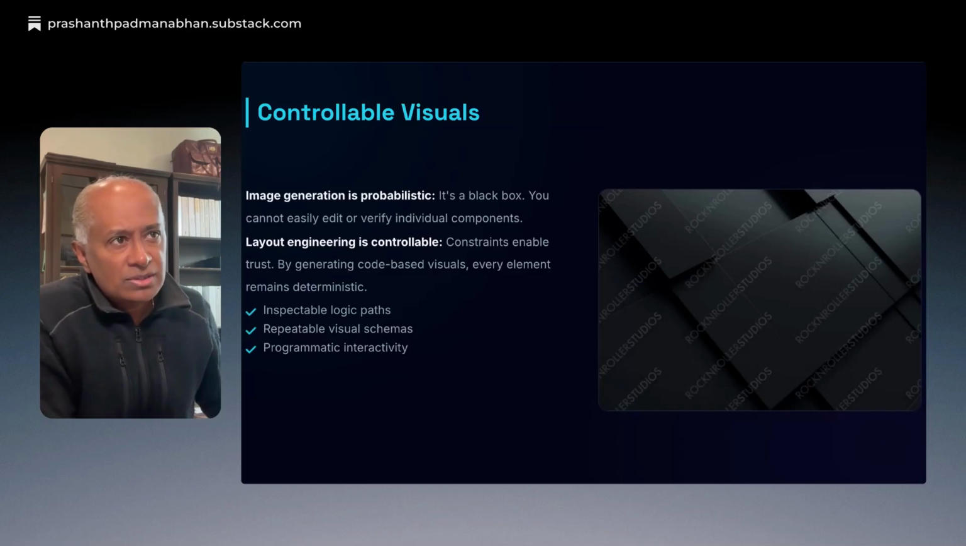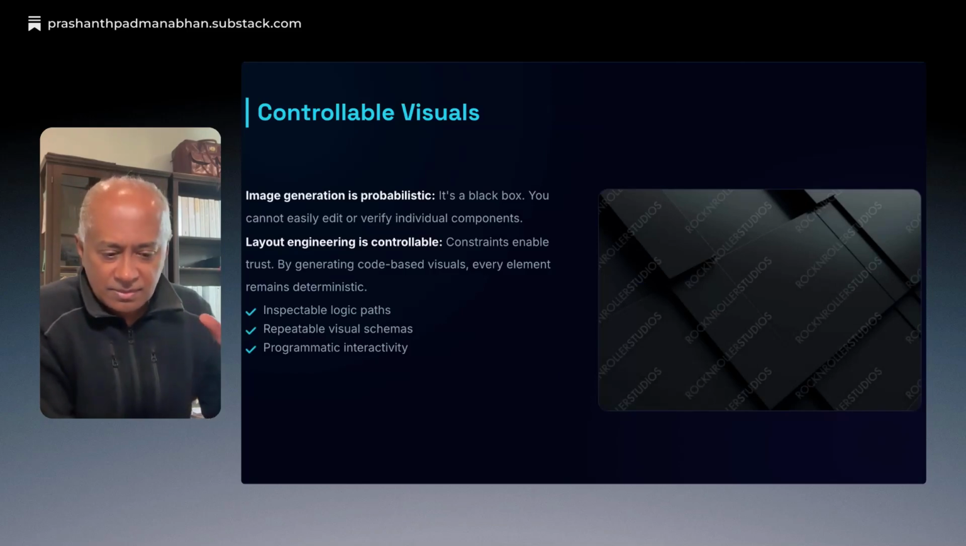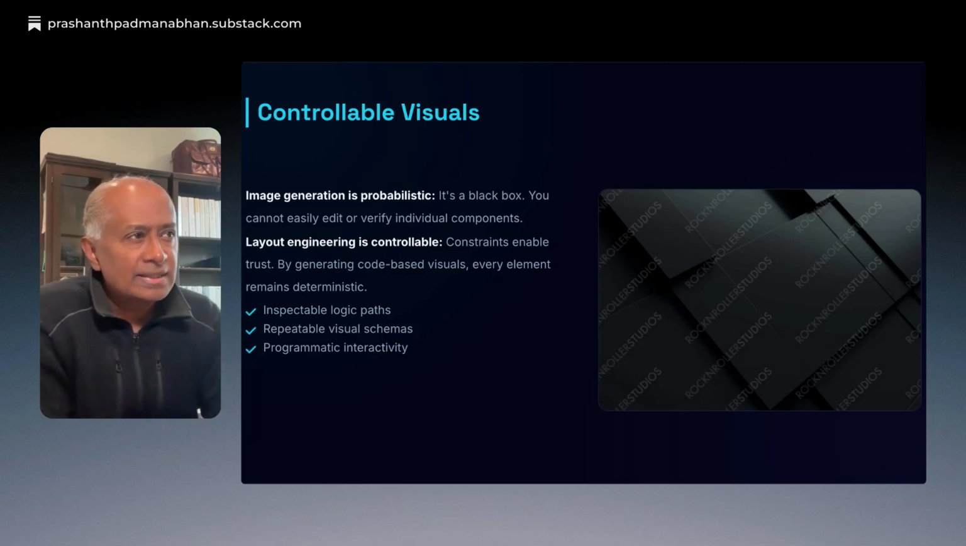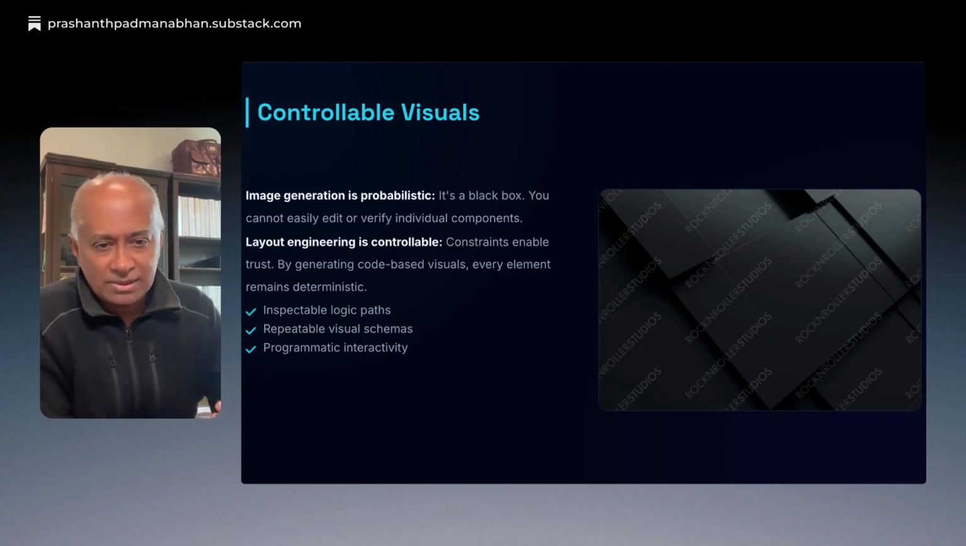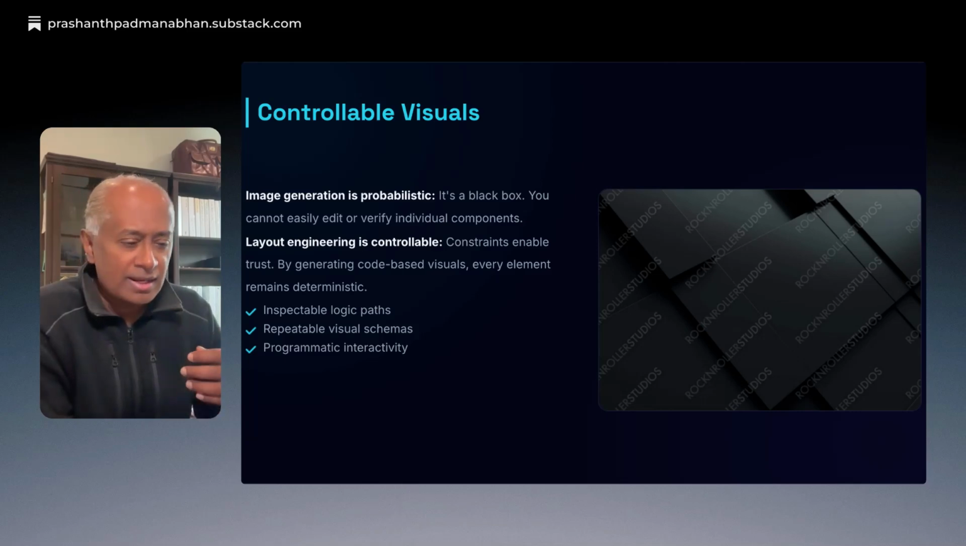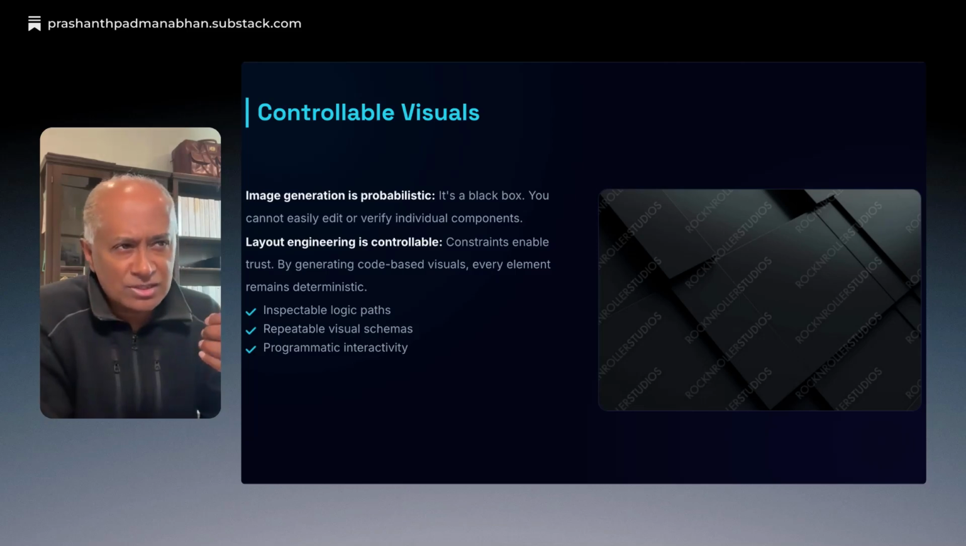So, image generation, that is, raster image generation or photorealistic image generation, is a black box. It's probabilistic. You cannot easily edit or verify individual components unless you reprompt the large language model and try to modify it, and the reliability of that is not very high, at least not as of today.